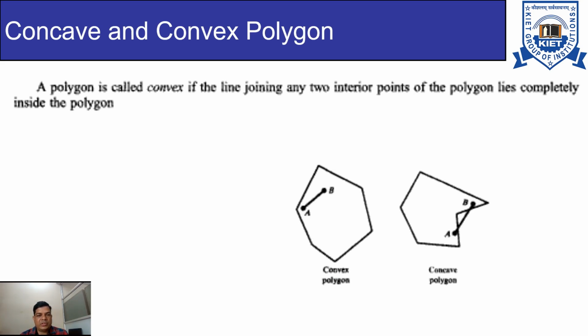If we connect the points through a straight line and the straight line has some portion outside the polygon, then the polygon is called a concave polygon, otherwise it is called a convex polygon. A polygon is called convex if the line joining any two interior points of the polygon lies completely inside the polygon.